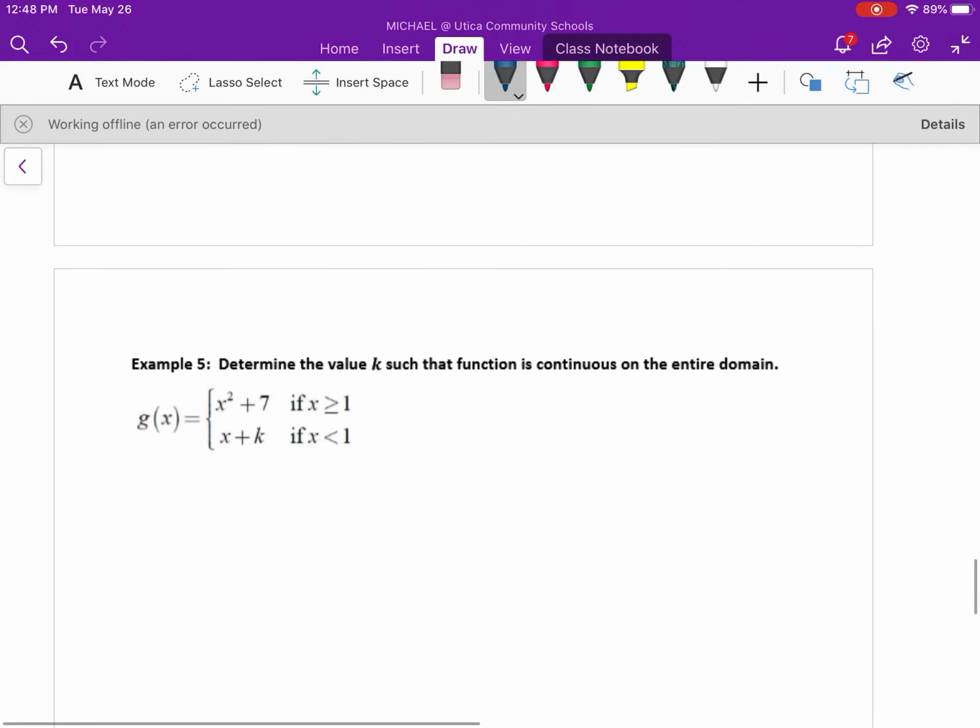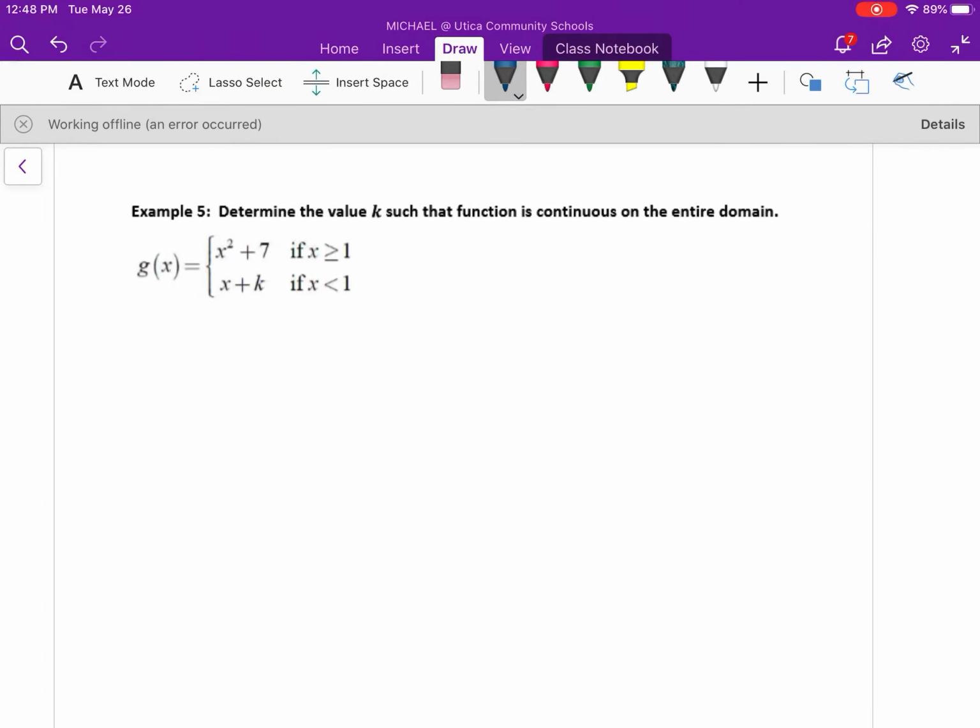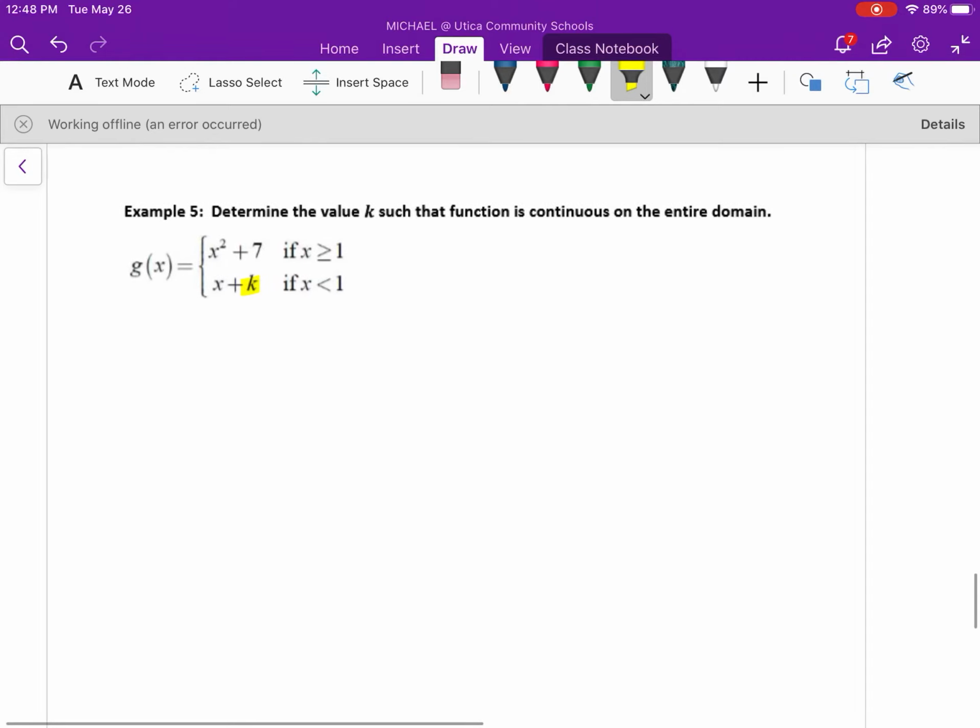All right, the last type of example that we're going to look at, example 5. This time, we're given this missing value k, and what we want to do is make it so that that function is continuous everywhere. So what is the k value that will make this continuous everywhere? So what we're looking for is really, we know that this quadratic is continuous everywhere because it's a parabola, and this guy is just a line, so we know it's continuous everywhere. So really the only point that we're concerned with is right here at 1. As long as these two graphs match up at 1, then we're good to go.